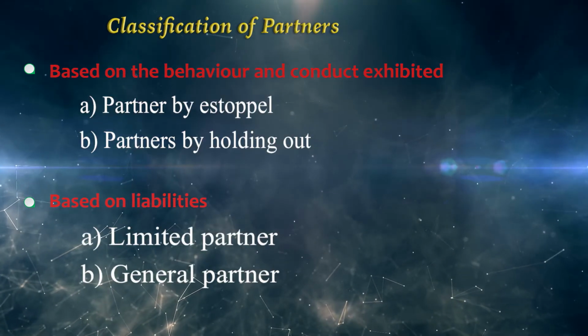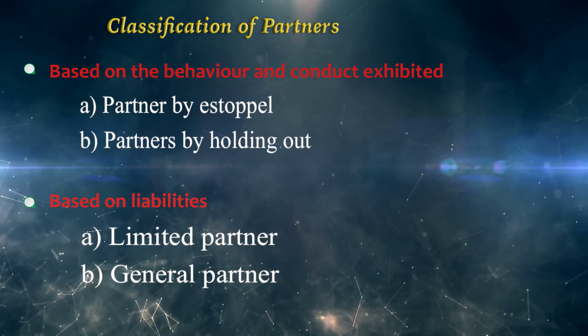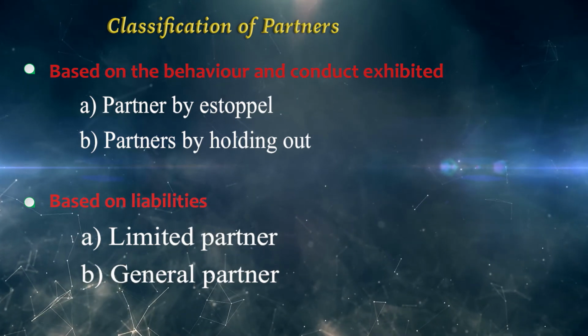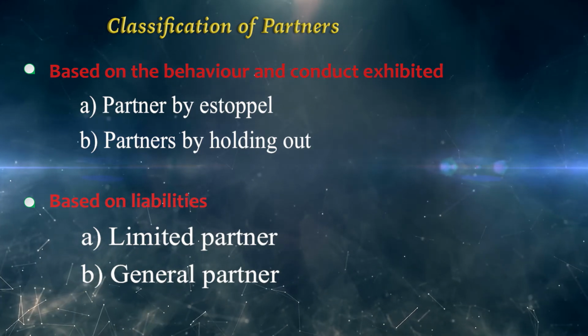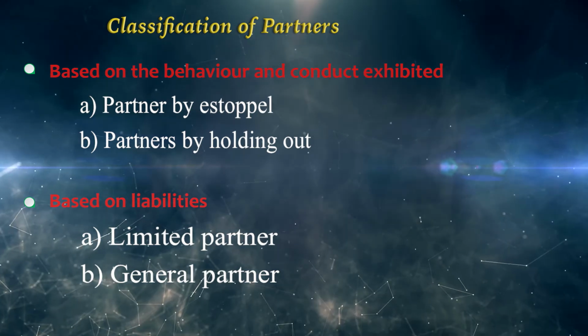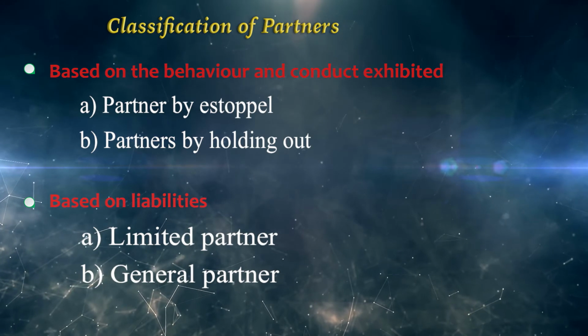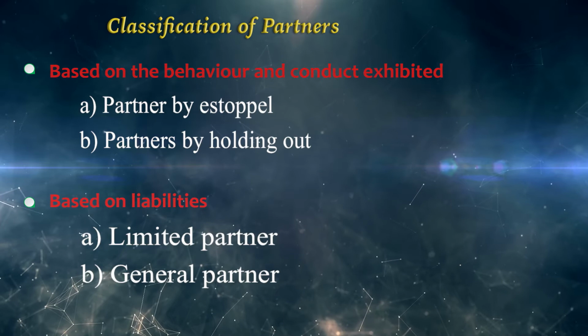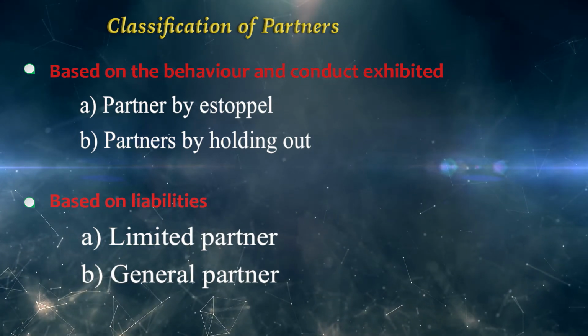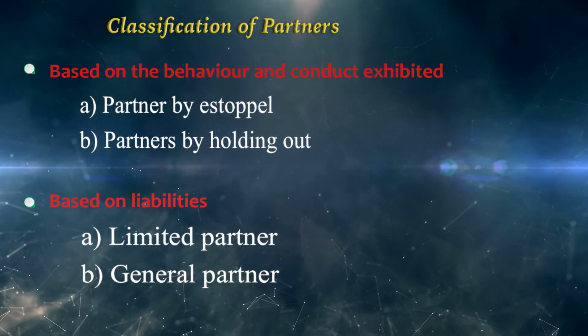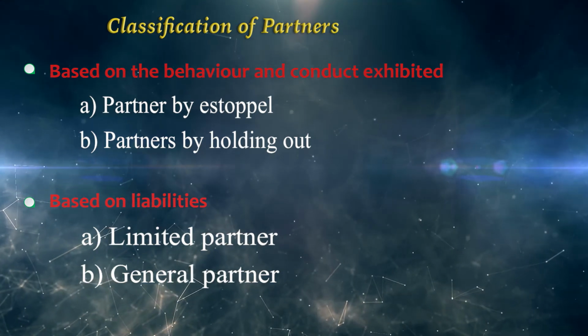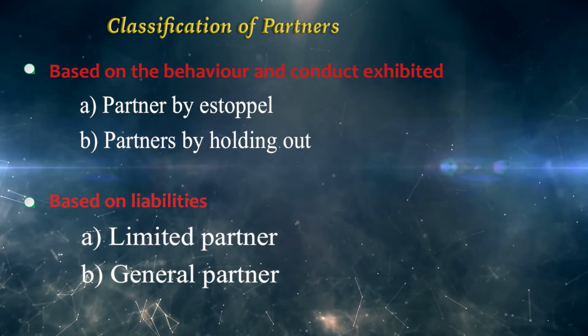Next is based on the behavior and conduct of the partner. Accordingly, there may again be two types of partner. One is partner by estoppel and another is partner by holding out. You should understand both concepts very seriously. As far as partner by estoppel is concerned, it is a person who behaves in public in such a fashion that gives the impression that he is one of the partners of the partnership firm. Try to understand it. The person gives the impression in public that he is a partner of the firm. Such a partner is known as a partner by estoppel.